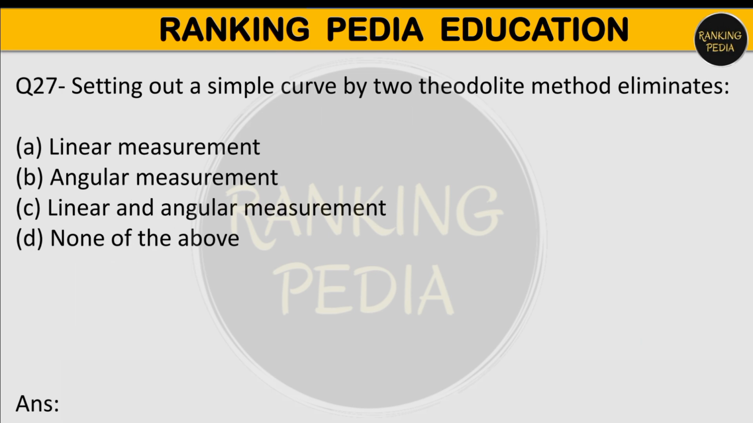Next question is, setting out a simple curve by two theodolite methods eliminates, your options are linear measurements, angular measurements, linear and angular measurements, or none of the above. So setting out a simple curve by two theodolite methods eliminates linear measurement. That is option number A is correct.